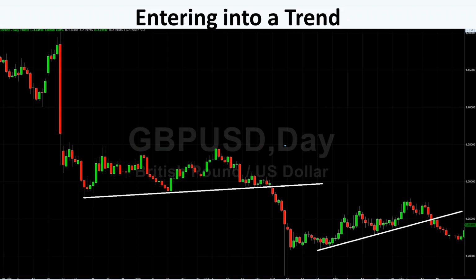This is the cable, or the British pound US dollar, on a daily price chart. First step, what do we do? First thing we do is get our directional bias. What is the underlying trend? So let's start on the left-hand side. Lower highs, lower lows. Right? So we're in a downtrend. So our directional bias is bearish.